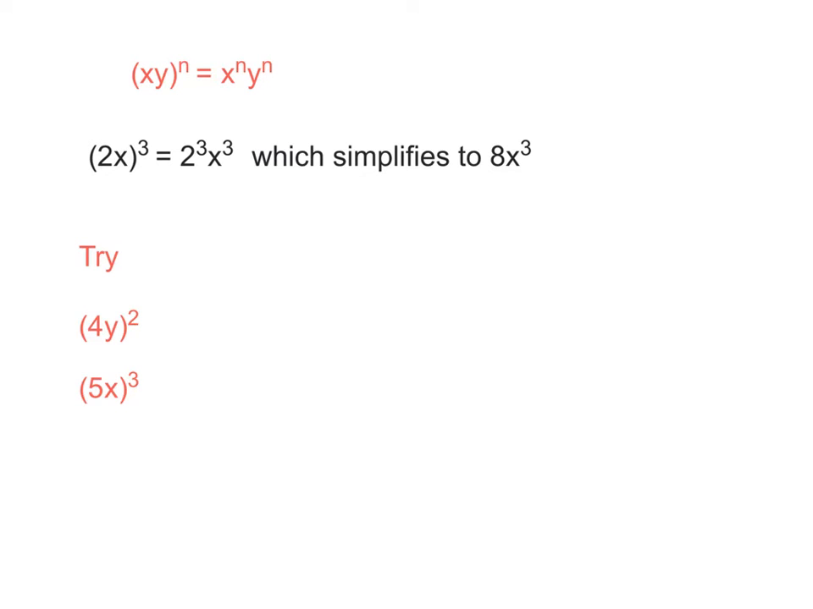The answer to 4y in parentheses squared would get us 16y squared, and 5x in parentheses cubed will get us 125x cubed.